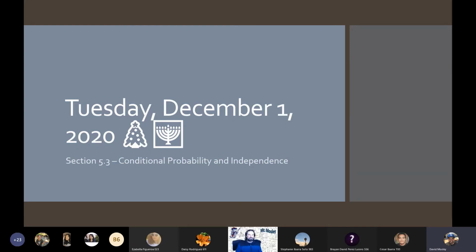Right, today is Tuesday, December 1st, 2020. It is officially the holiday season, as far as I'm concerned. So we got a little Christmas tree and a menorah. Woo.